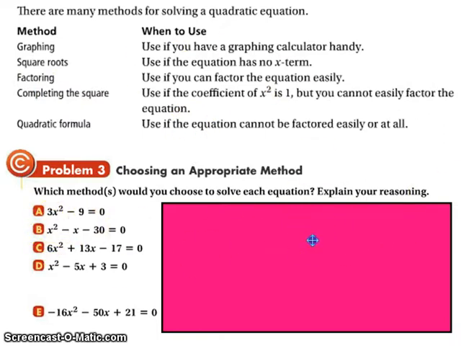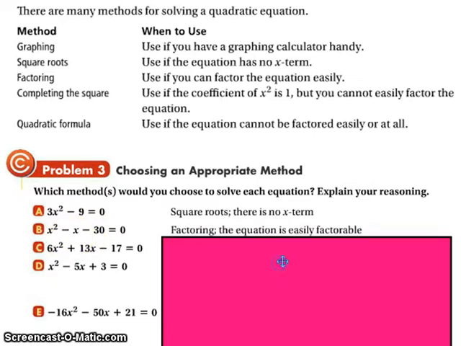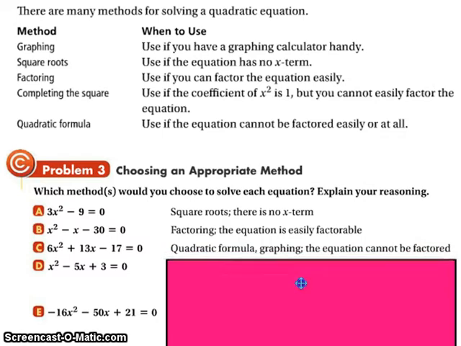We'll just kind of look at this. We'll see that this one does not have an x term, so therefore we use the square roots. Okay. This one looks kind of perfect, so we're going to factor it. Anytime we've got something that we don't want to spend any time with, we can always use the quadratic formula. We can also always graph it. I would suggest it, but if you're a little crazy, which some of you may be, you might want to use graphing as a method.